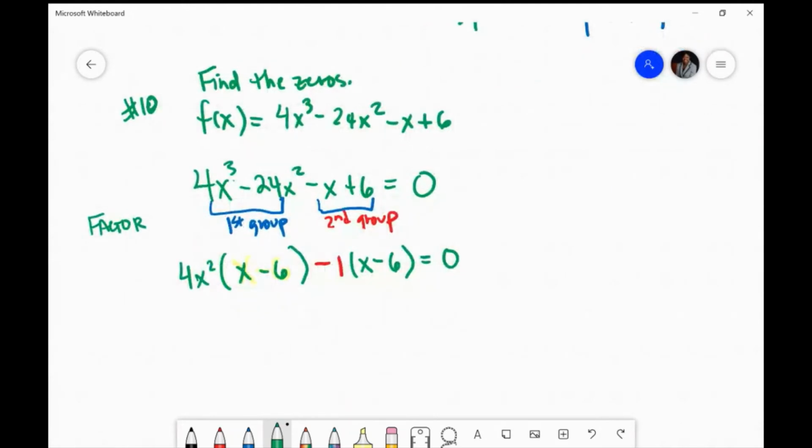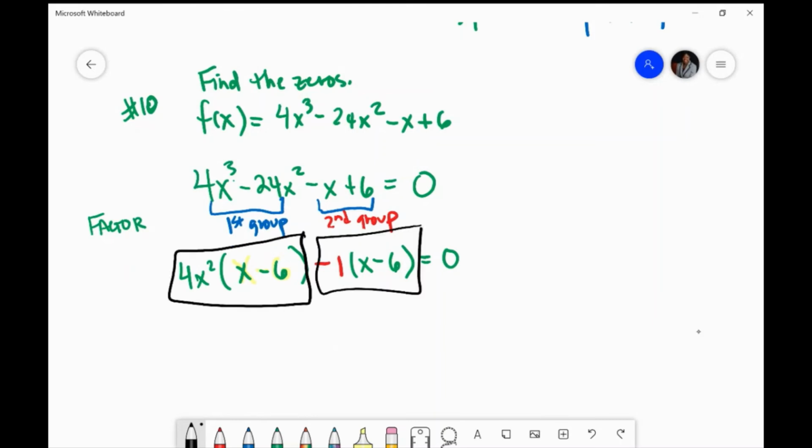So it is equivalent. All right, now the next step is, if you compare this to this, what do they have in common? x minus 6.